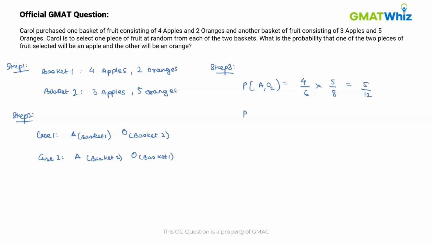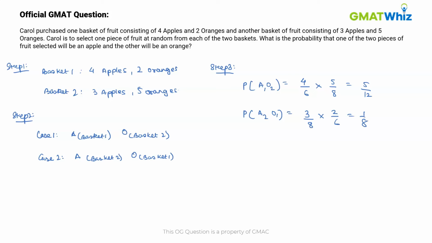Now for case 2, she selects an apple from basket 2 and an orange from basket 1. The number of apples in basket 2 is 3 and the total number of fruits is 8. And for selecting an orange from basket 1, we get 2 by 6. This gives us 1 by 8.